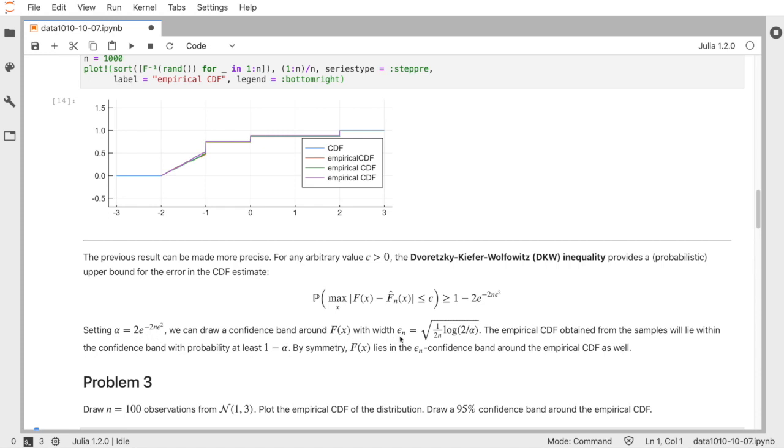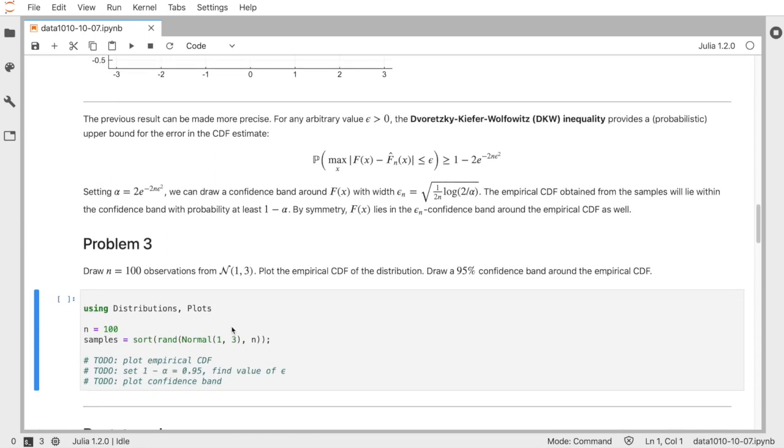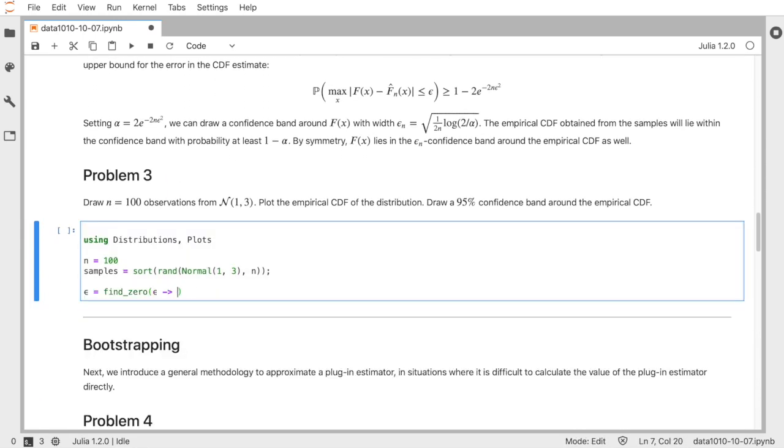So if we solve that equation for epsilon in terms of alpha and n, we find that this is the bandwidth that we need to be trapping the empirical CDF in a band around the actual CDF with probability at least 1 minus alpha. So once again, we're just going to draw some of these things and see how it works out. The first thing we're going to do is find epsilon in terms of n and alpha. So we look at this function that maps epsilon to this expression for alpha minus 0.5, and we look for a 0 of that. In other words, we're looking to solve this equation.